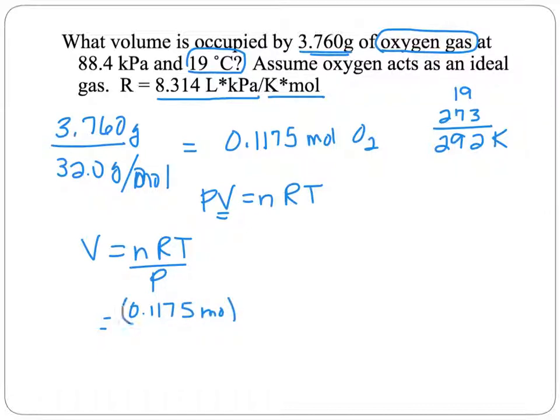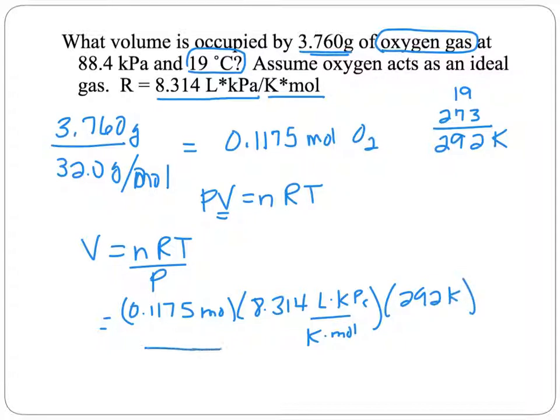What's our R? I gave that to you, 8.314 liters times kilopascals divided by Kelvin times mole. So we've got some units that have to be canceled out here. And then the last thing in the numerator would be our temperature, which was 292 Kelvin. We divide that whole shebang by the pressure, which has been given to us in kilopascals, 88.4 kilopascals.